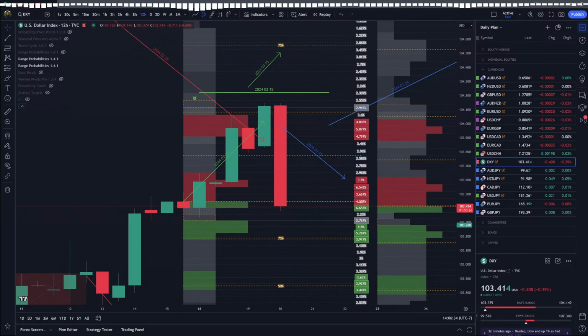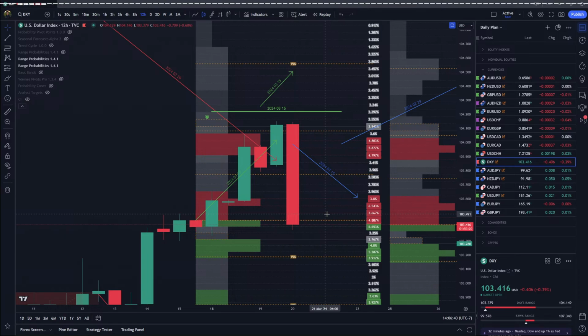During last week, we made our forecasts and we timestamped them with these arrows. We set our expectations for the week ahead on March 15th.